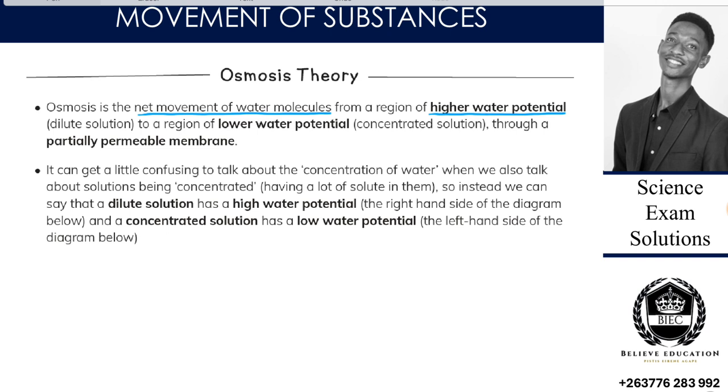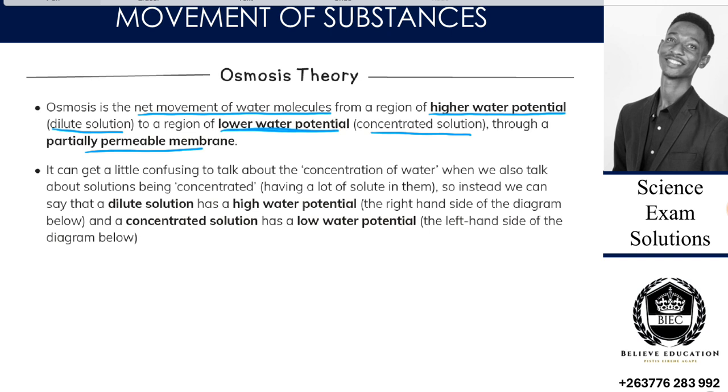To move away from the dilute solution, because its concentration of water is high. And so a highly concentrated area of water, we say that area has a high water potential. So that's the dilute solution with high water potential. So the net movement is from a region of high water potential to a region of lower water potential. Lower water potential is where we are saying there is little water. That's the concentrated solution. And it goes through a partially permeable membrane.